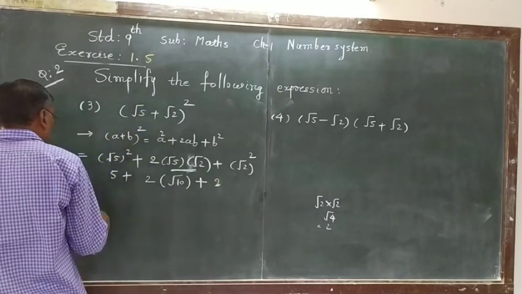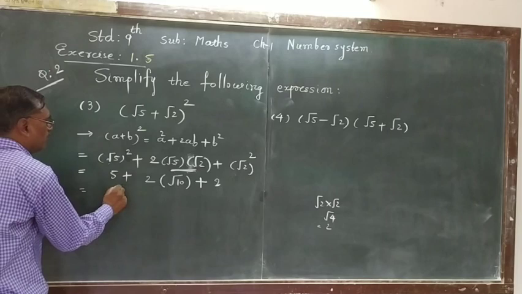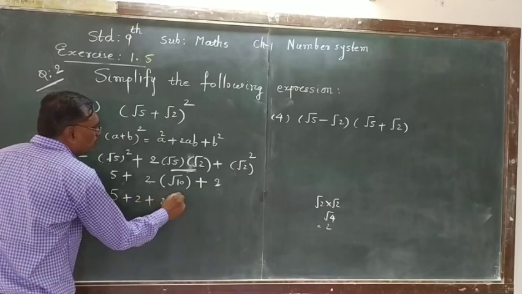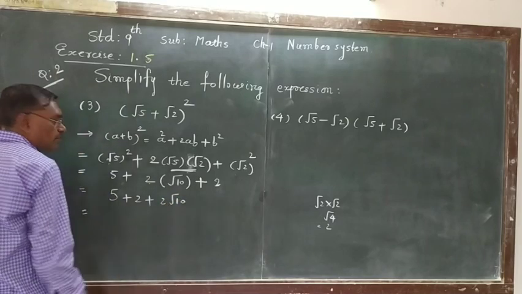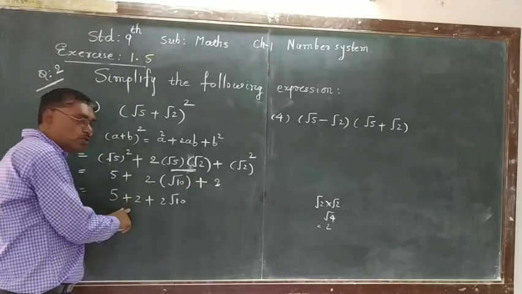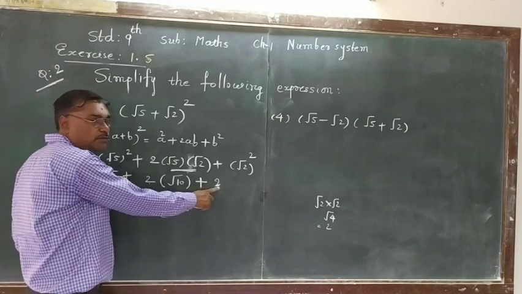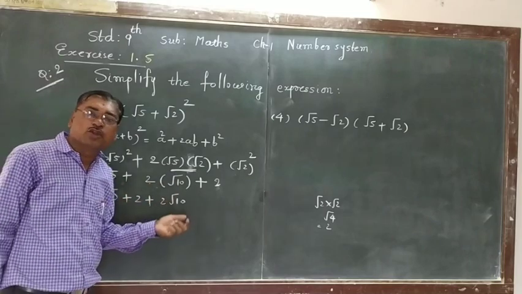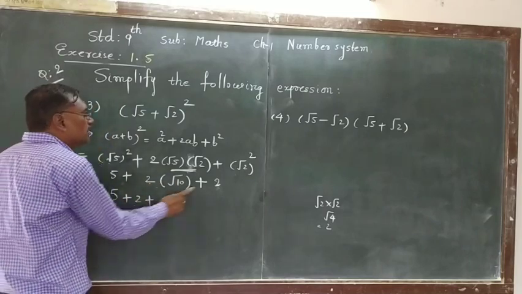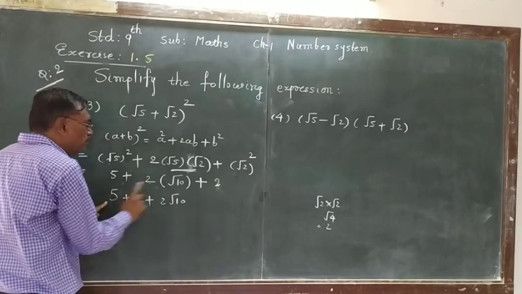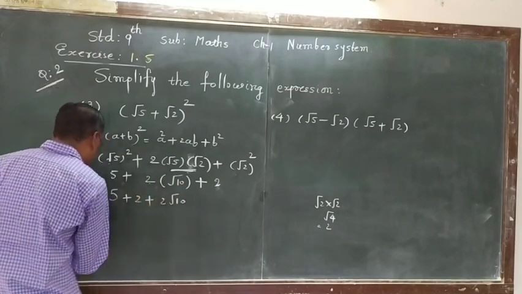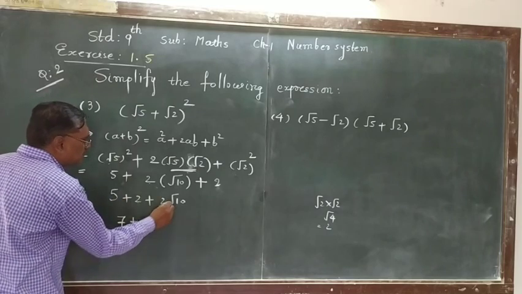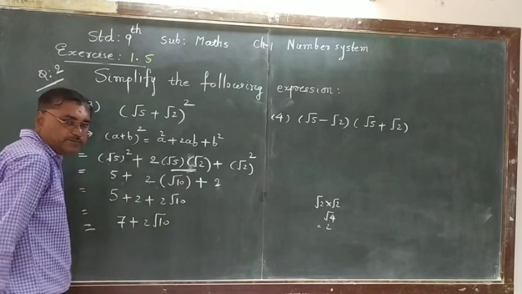Now taking like numbers together: 5 plus 2 plus 2 root 10. Why can we take 5 and 2 together? Because they are like numbers, and these are unlike numbers. We cannot do addition or subtraction of unlike numbers. So 5 plus 2 is 7, plus 2 root 10.